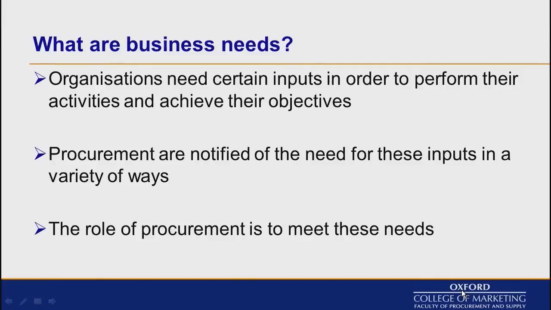So, what are business needs? Organisations need certain inputs in order to perform their activities and achieve their objectives. Procurement are notified of the need for these inputs in a variety of ways, and we will discuss the specifics of some of those ways shortly. It's the role of procurement to meet these needs, and it is important that these needs are met.